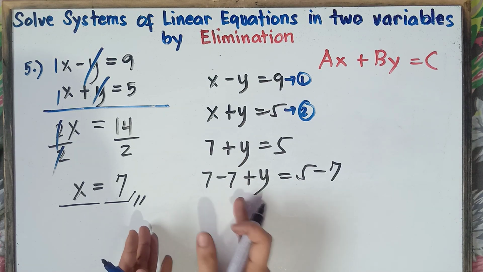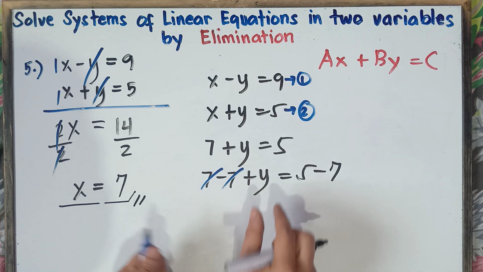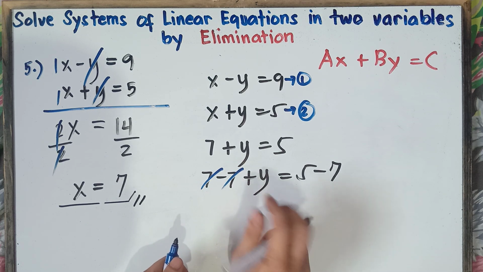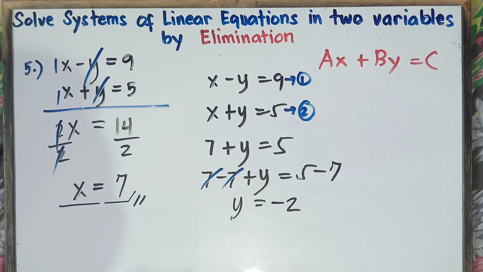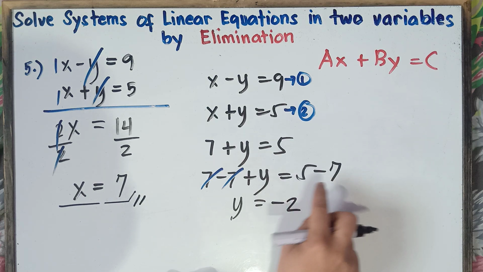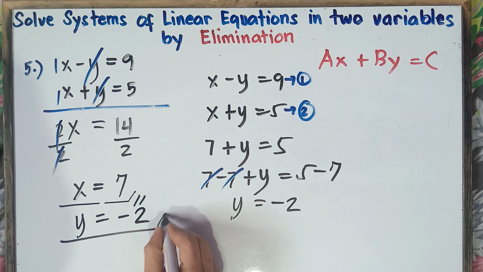Question, sir? Why do we need to subtract both sides by 7? So that you can cancel this out, and the remaining expression will be only y. So copy y equals 5 minus 7. That would be negative 2. Okay, so therefore class, 5 minus 7, that would be negative 2. Therefore, the value of y would be negative 2.